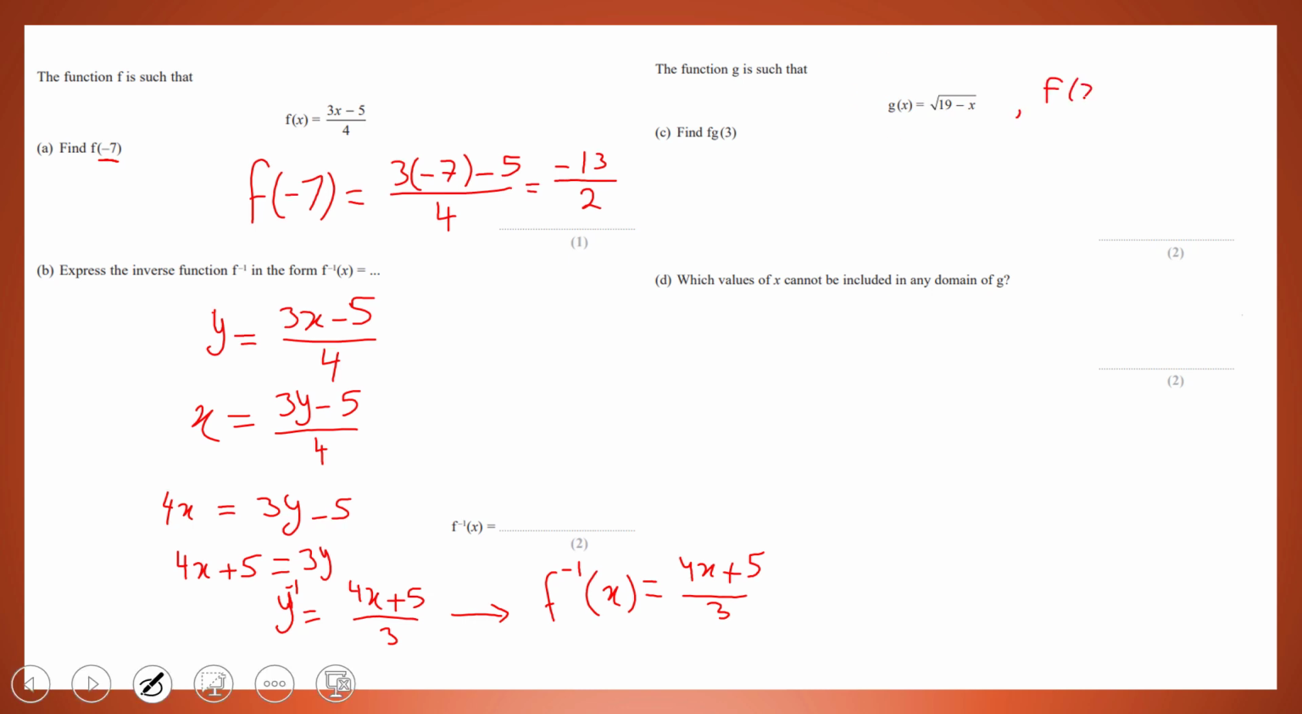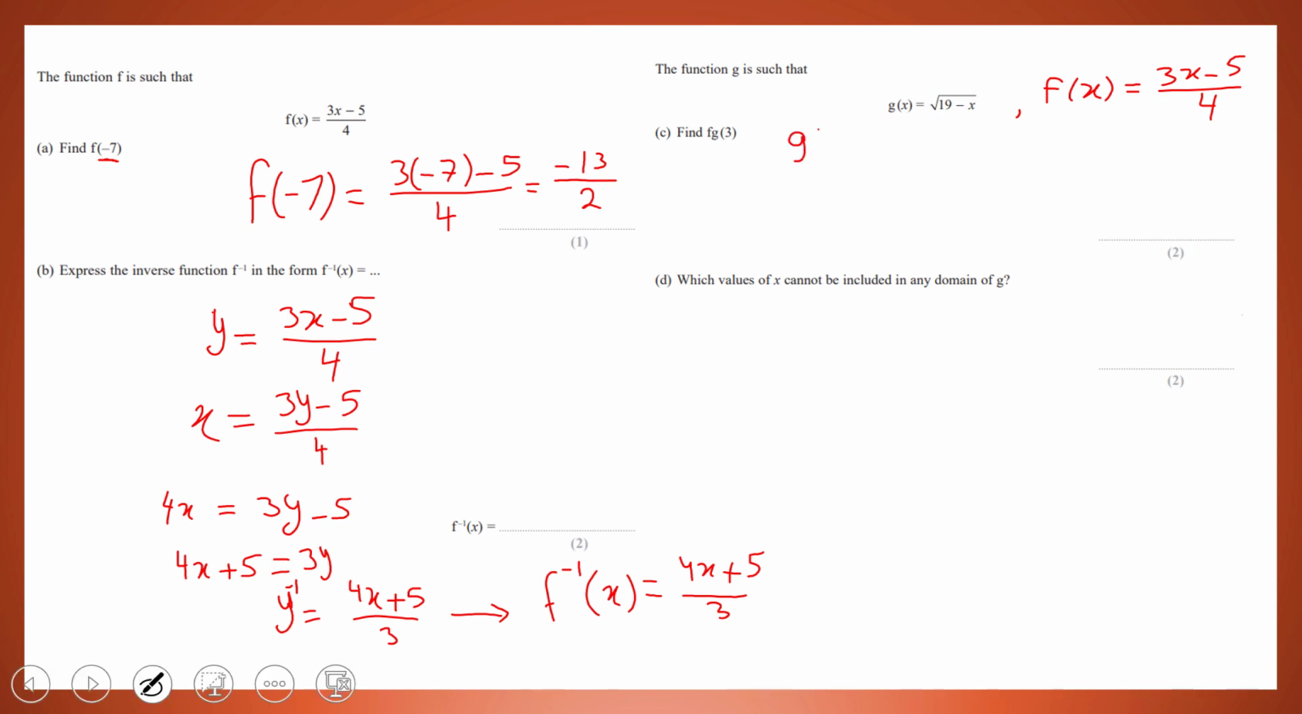So f of x equals (3x minus 5) all over 4. If I need to find fg of 3, you need to pay attention very well in this case. The first thing is you will do substitution by 3 in g of x first. So you will go in the g of x, replace each x by 3. Then the result you get from g of x, take it and replace each x by the new result. So let's do it step by step.